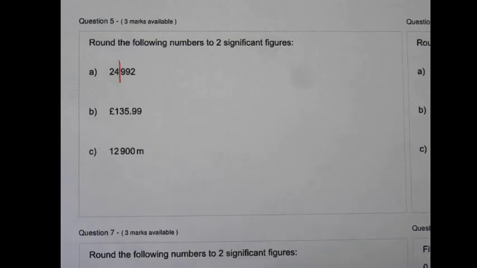So when we rounded to 1 significant figure, we drew our line after the first significant figure. Now we're rounding to 2 significant figures, I need to draw my line after the second significant figure. So exactly the same process as last time. I'm thinking that 2 and that 4 are my 2 significant figures, but they're not a 2 and a 4, they're worth 24,000. And I need to decide if that 24,000 is going to stay as 24,000 or if it's going to round up to 25,000.